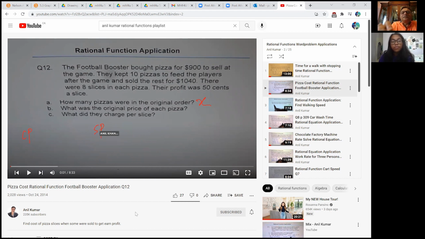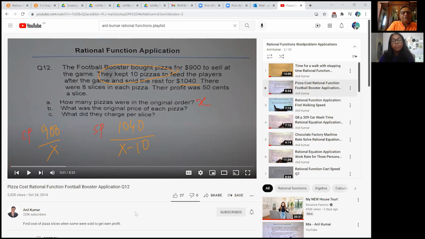So what is the cost price here? Cost price would be $900 over X. And the selling price? 1,040 over X minus 10. Why X minus 10? Because it says they kept 10 pizzas, so the 10 pizzas you have to subtract. Perfect. So you got the difference between them.